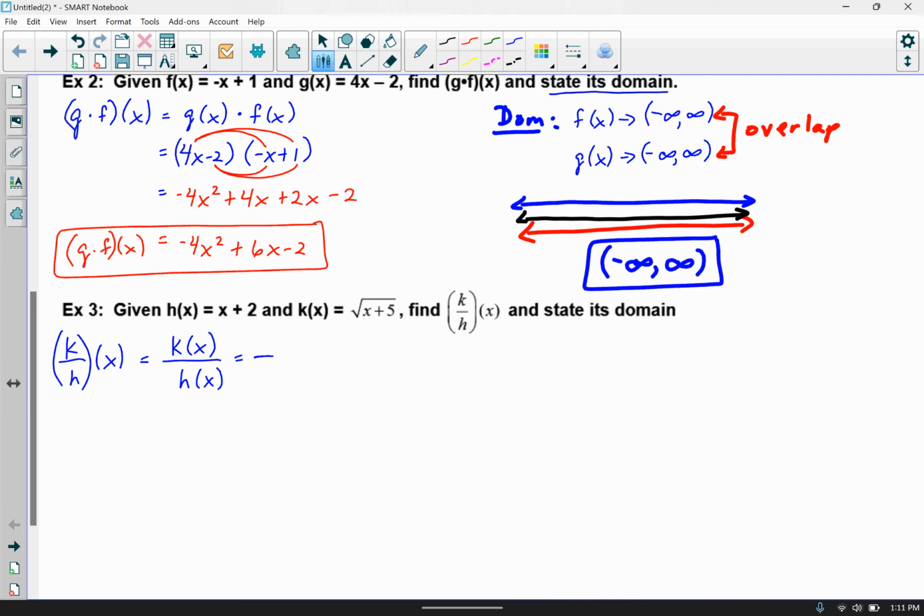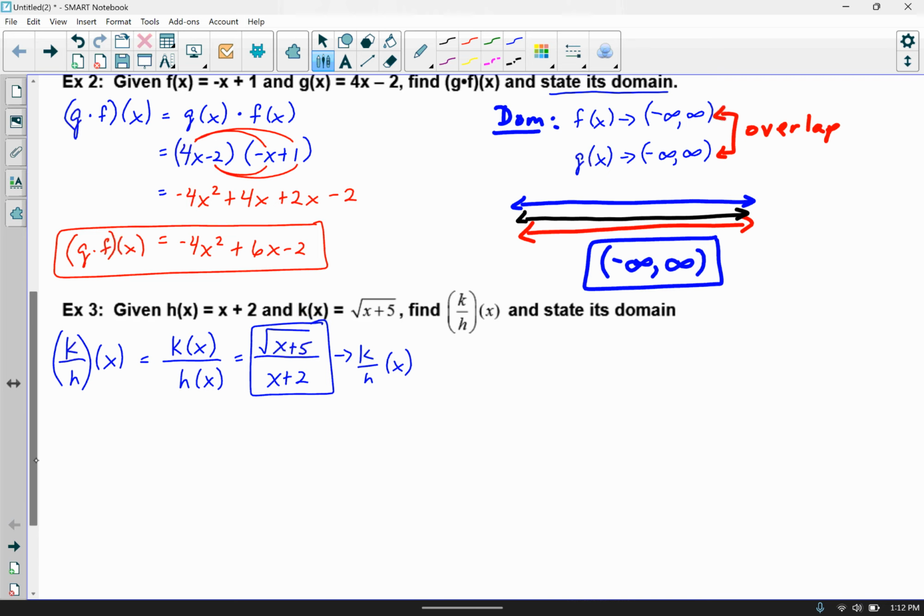So let's substitute in what we know. We know k of x is the square root of x plus 5. H of x is x plus 2. You cannot simplify that any further at all, okay? So that is your final answer for k over h of x, okay? That's our final answer. So now let's tackle domain.